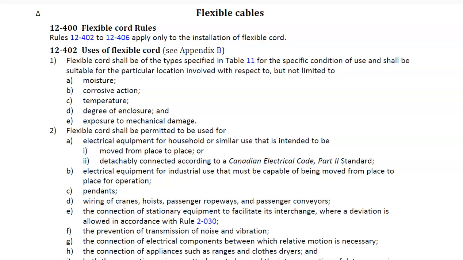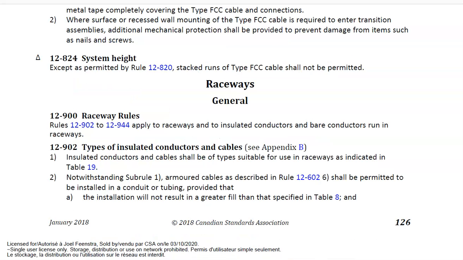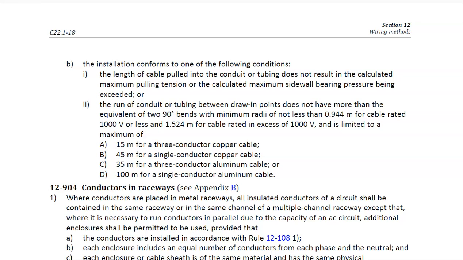Let's take a look at raceways. Now, there are going to be general rules for raceways partway through. If we go all the way down to 12-900, the first section deals with all the cables of Section 12. The second section deals with all the raceways. And this is the general section that's going to apply to all raceways, and then we will fine-tune that into other ones.